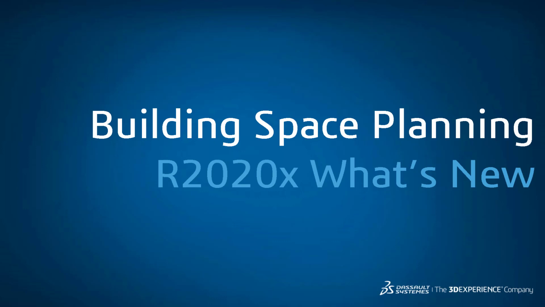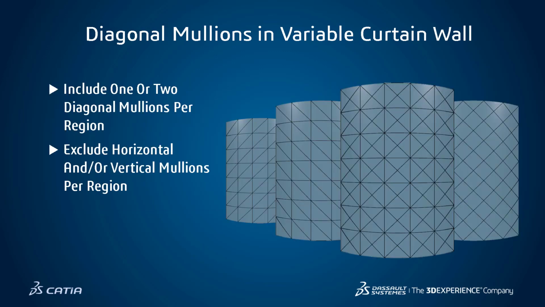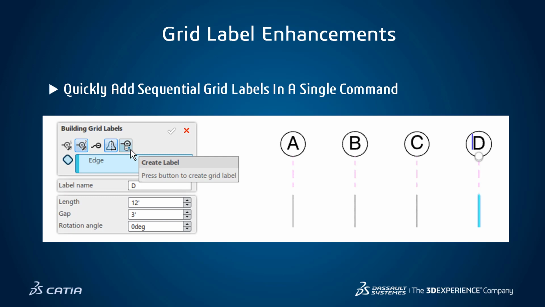Finally, with building space planning, there have been enhancements to the variable curtain wall feature. Now you can do diagonals and you can toggle the action or the activity of the verticals, horizontals, or any of the diagonals. There have been enhancements to the grid label feature to speed up the creation of these grid labels.